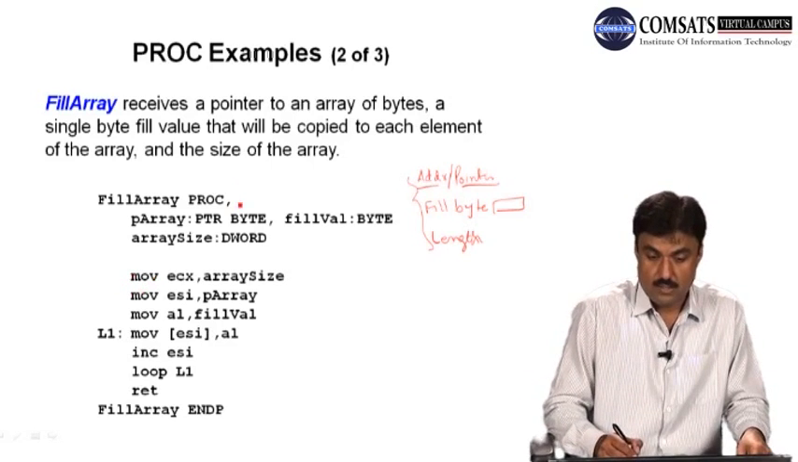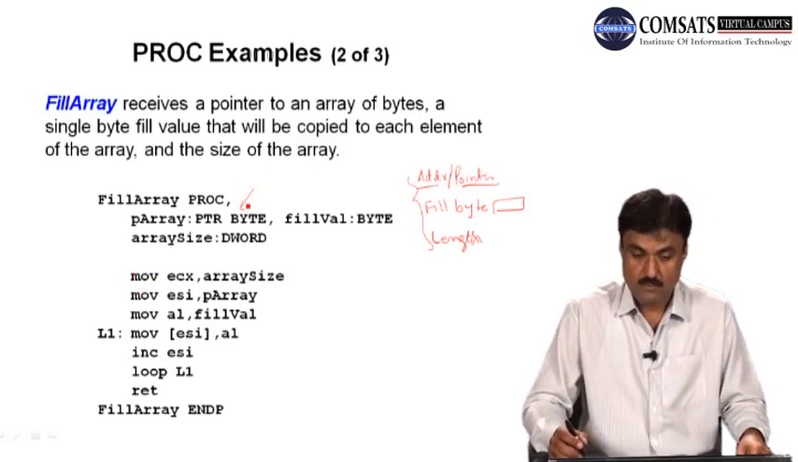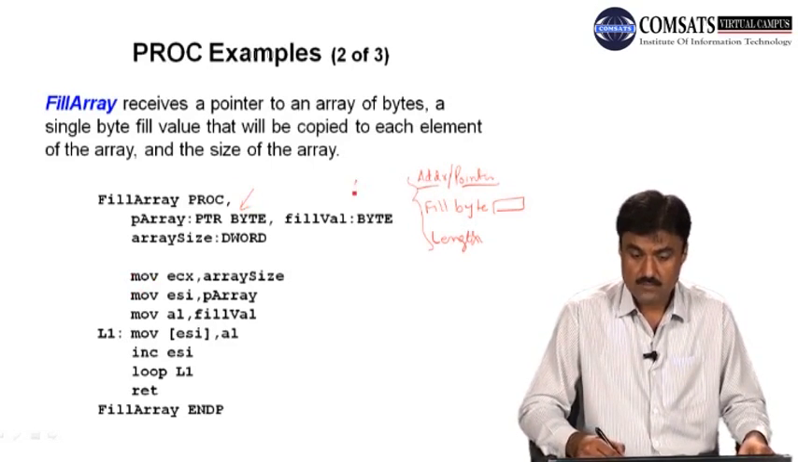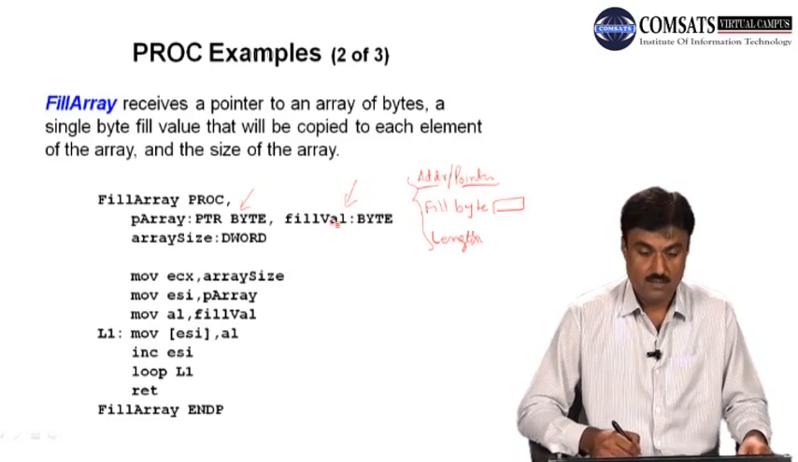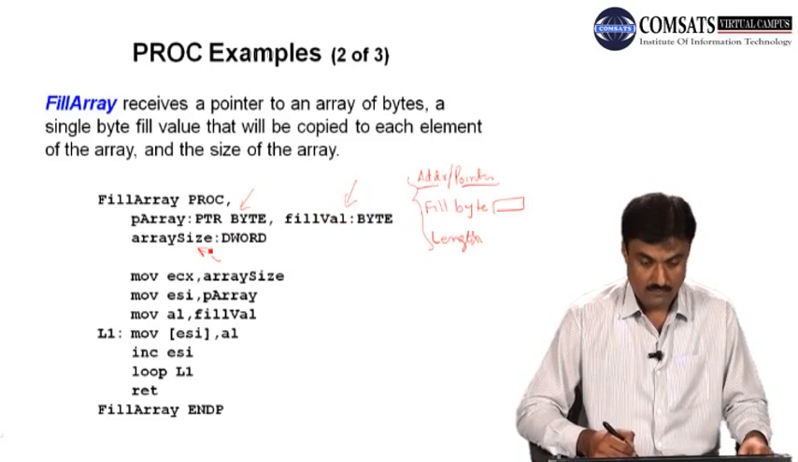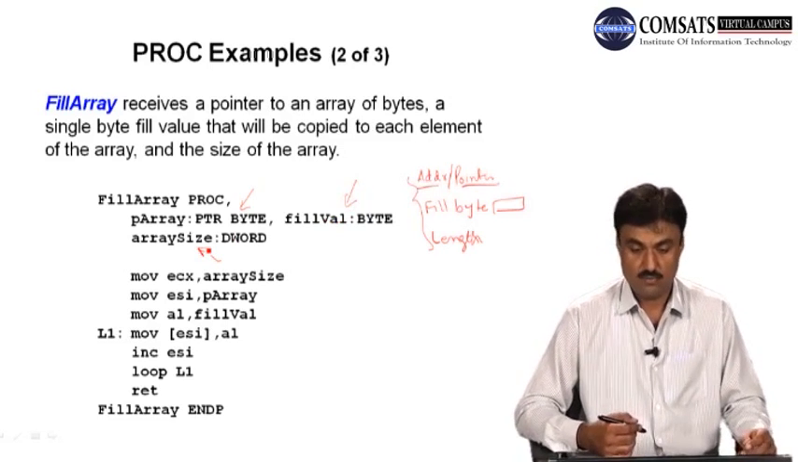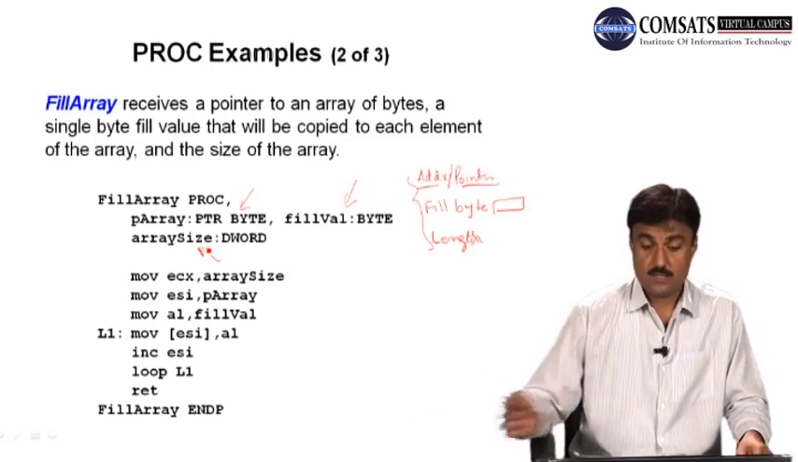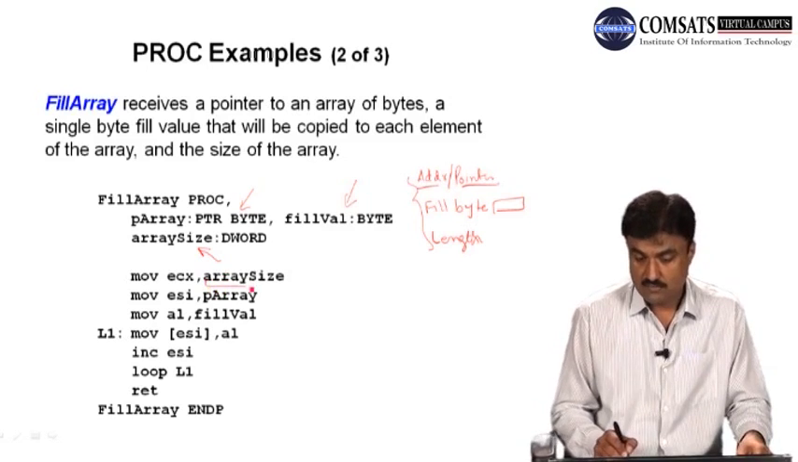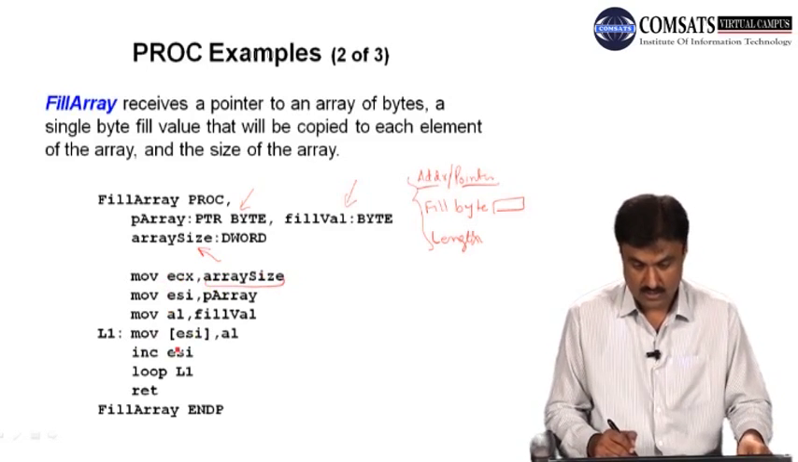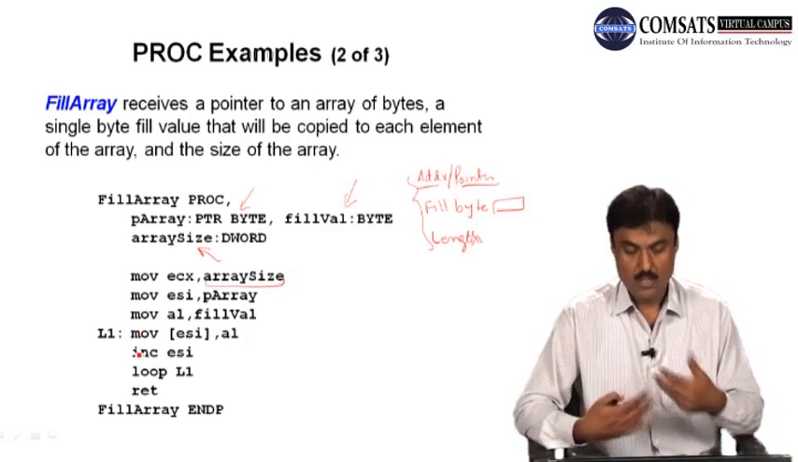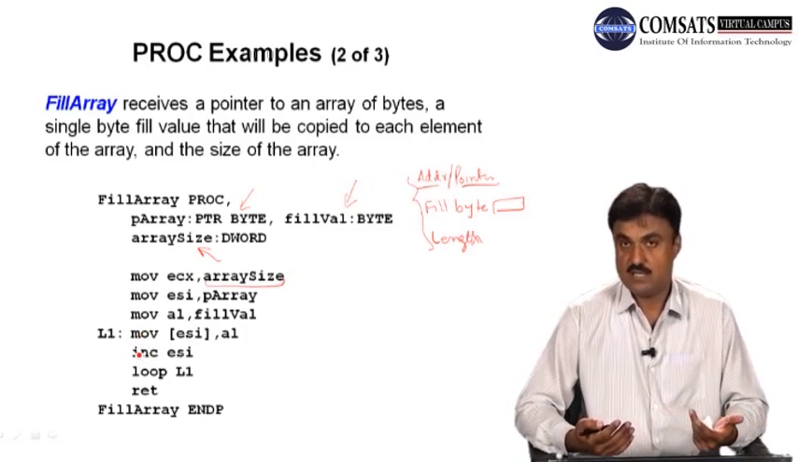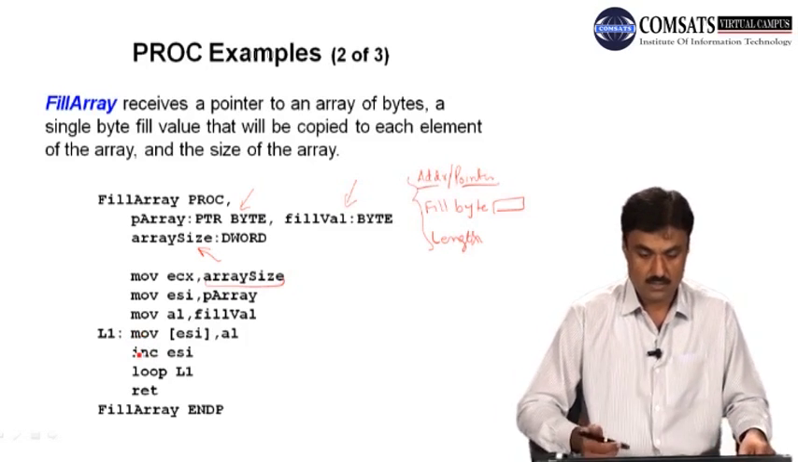Whatever you pass, this will be a pointer and a byte. So pArray will receive the address, this will receive the fill byte value, and this will also receive a value. So arraySize will also receive a double word value. So what is the size of the array? Now the first thing is, we have the array size, we put it inside ECX, and we will use this ECX inside the loop. Every time the loop repeats itself, ECX will be decremented. When ECX is equal to 0, the loop will exit.